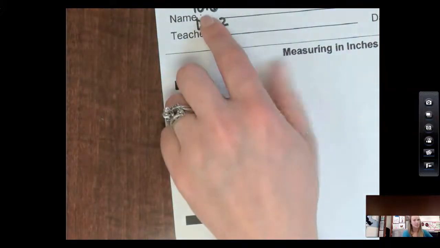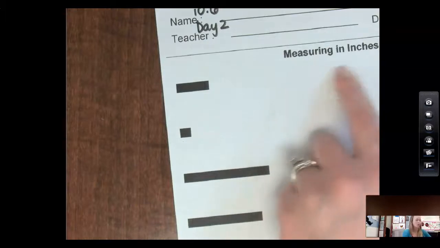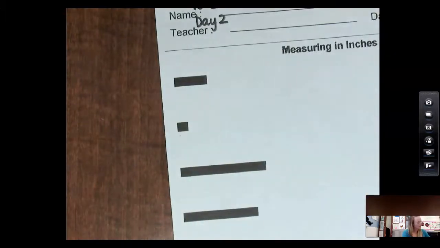So our next paper looks almost exactly like it. The difference is it does say date 10.6, day 2, but it doesn't say to the nearest 4th inch, but we are going to be measuring the same way.